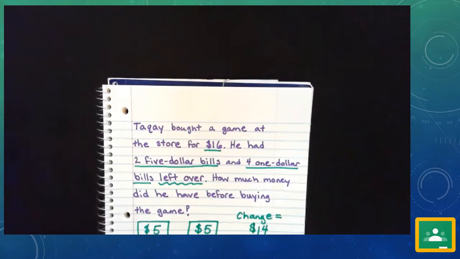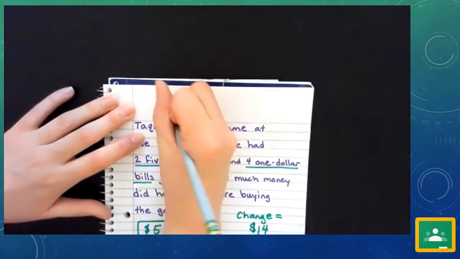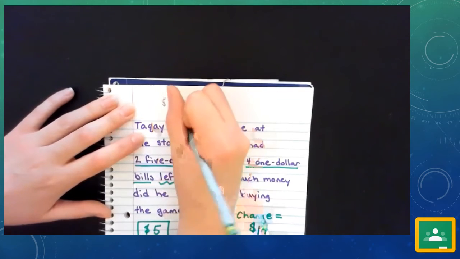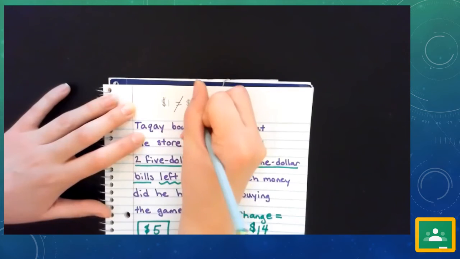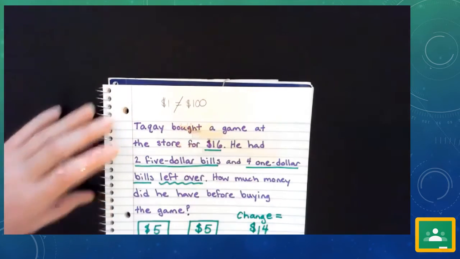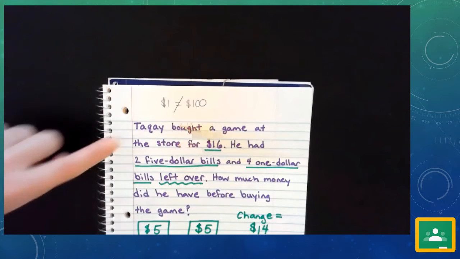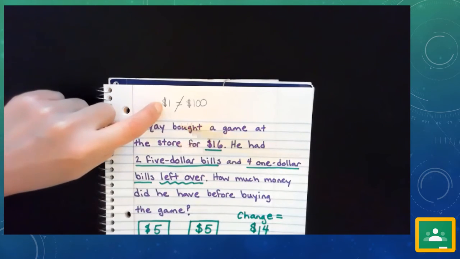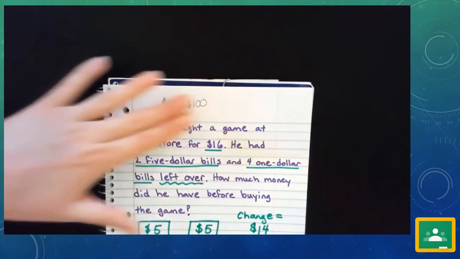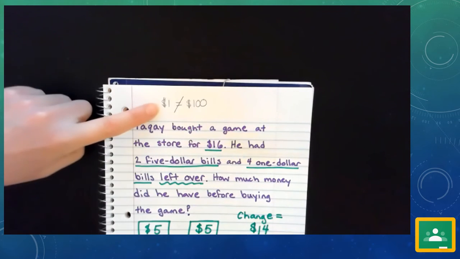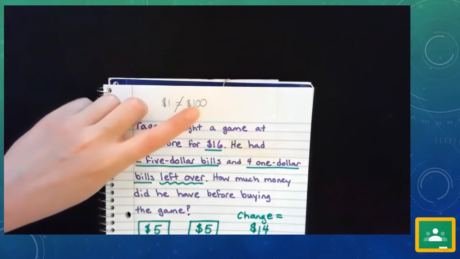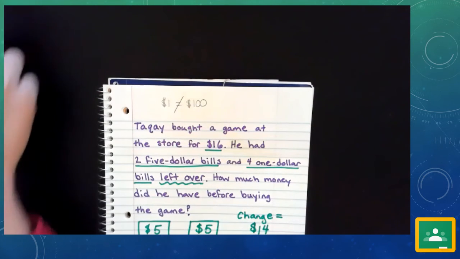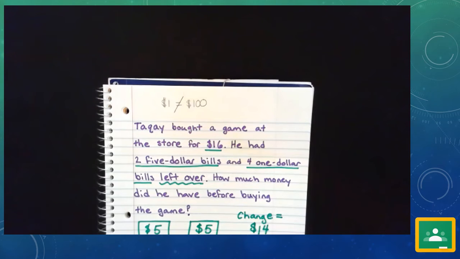Just remember that $1 does not equal $100. Okay, so when we're writing these numbers, we want to be using a dollar symbol, and just remember that these 2 things are not equal. $1 has a much less value than $100. Okay, but none of our answers will be more than $100. So if you find that you have answers that are above 100, then you will want to check your work.